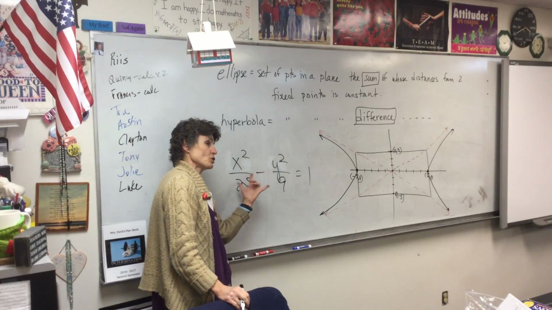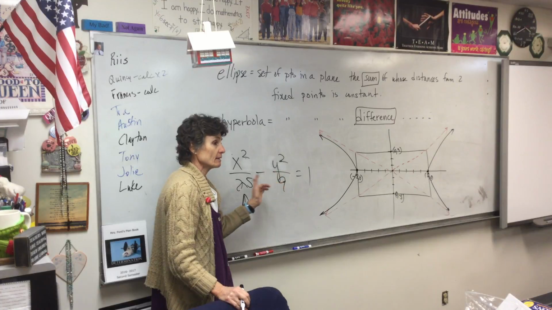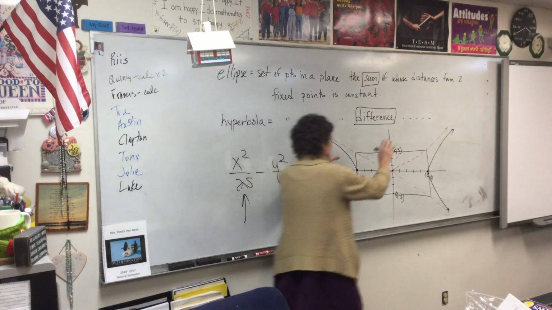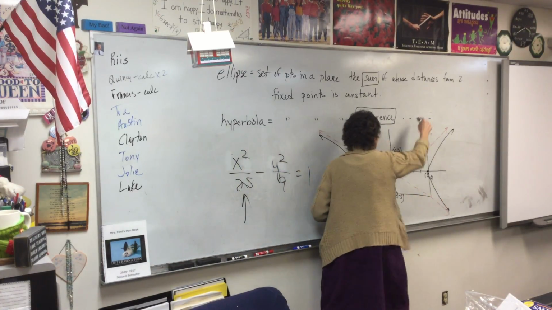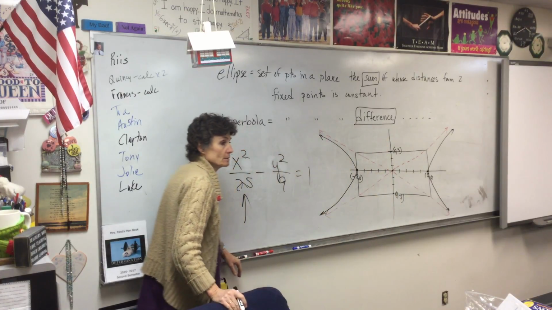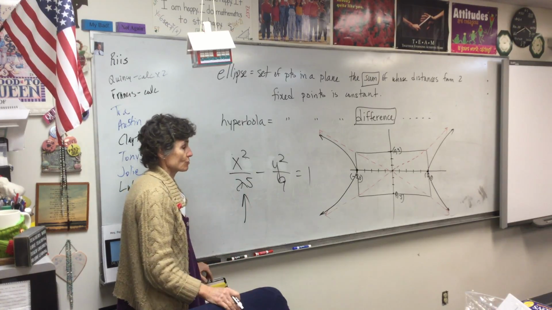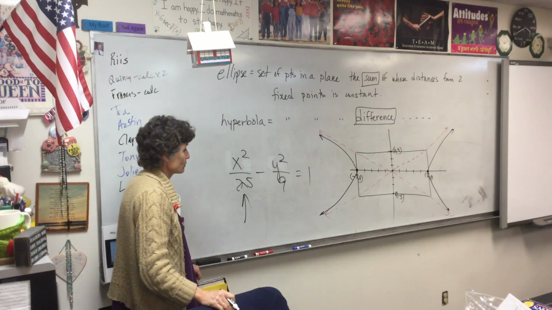If I had switched these around, everything would stay exactly the same, except instead of drawing that hyperbola, I would have drawn this one. Does that make sense to you? Those are called conjugate hyperbolas. They're the same asymptotes, you just draw the different set.